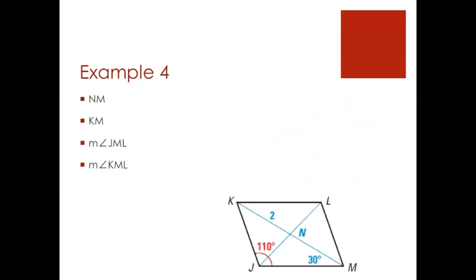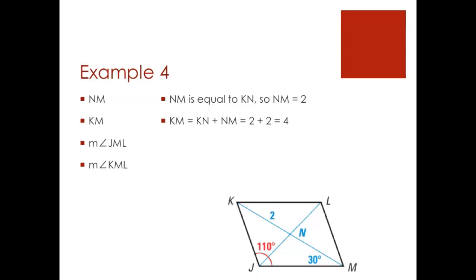Example 4. We're finding each of these measurements here, and the first one is NM. Now since we have a parallelogram JKLM, we can say that NM, N being the point at which the diagonals intersect each other, must be equal to NK. If KN is given to us here as 2, then we know that NM must also be equal to 2. Now what is KM? Well, KM is going to be twice the distance from K to N, so that would be 4.